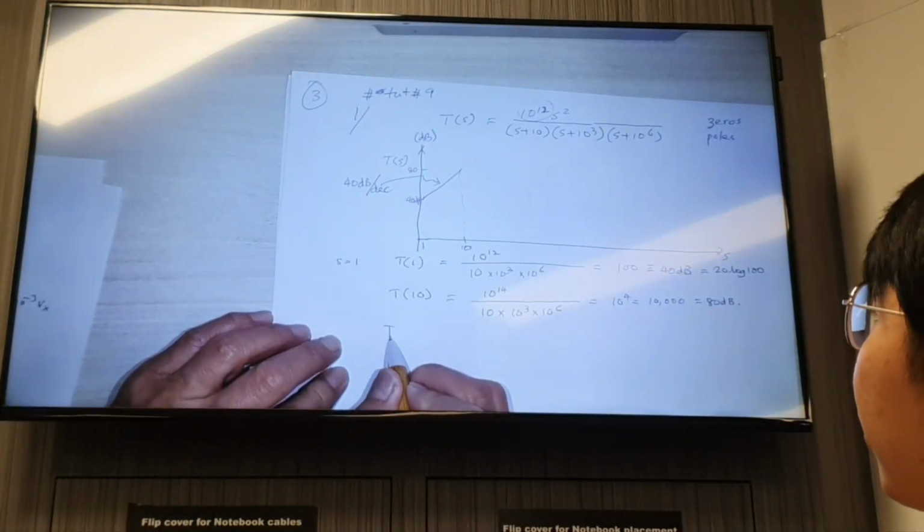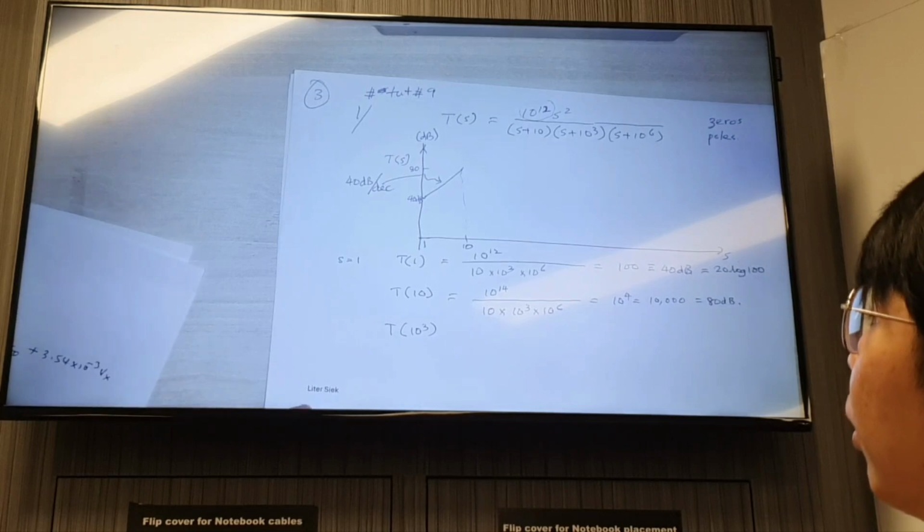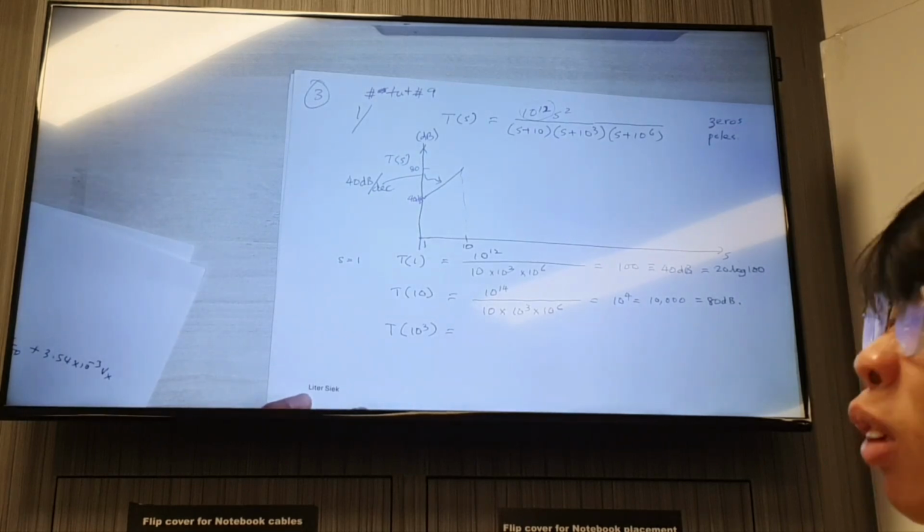Then we go to the next one. 0 is the left side.